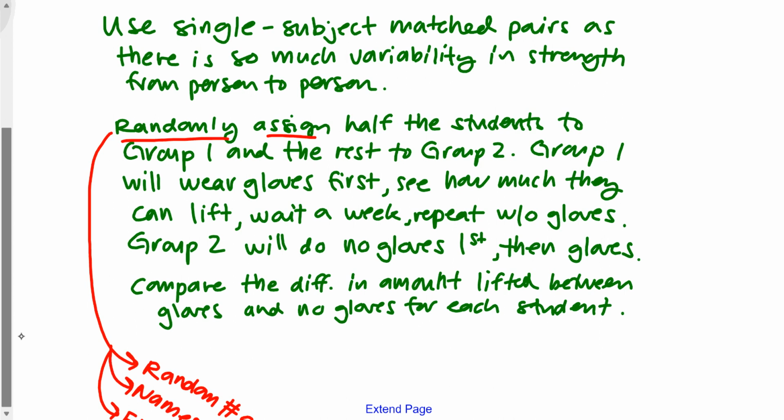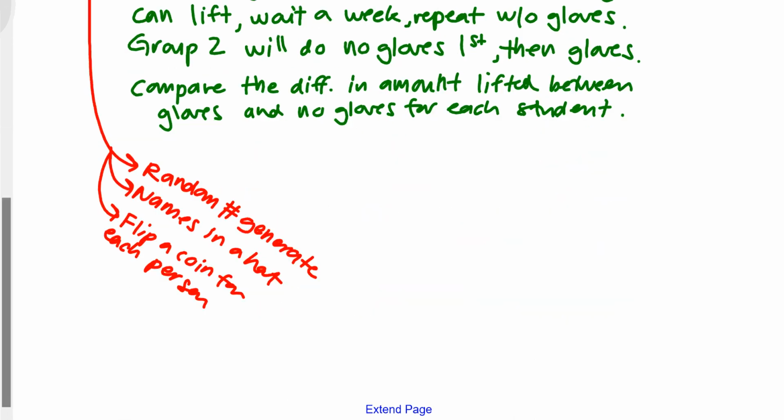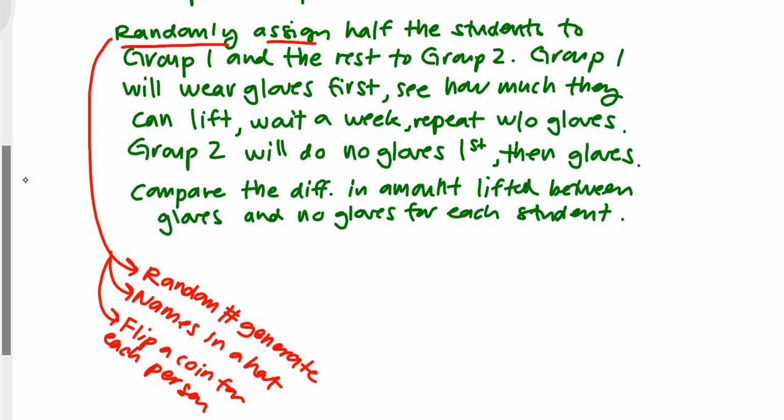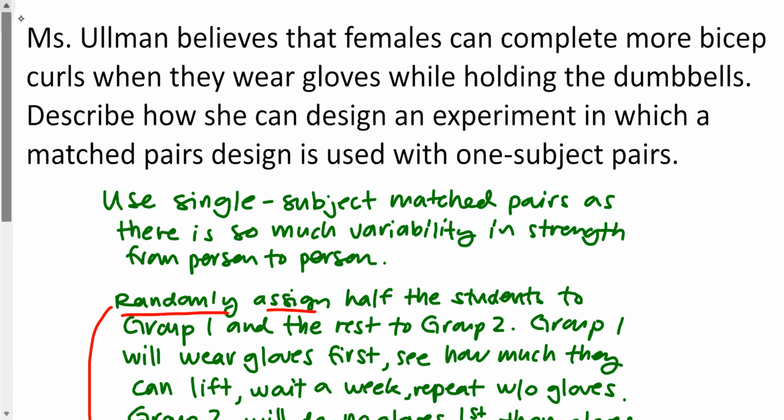But you'd randomly assign half of them to group 1 and the rest to group 2. Group 1 will wear gloves first and see how much they can lift. Wait a week, then repeat without gloves. Group 2 will do the opposite. Compare the difference in weights lifted with and without gloves. And again, in that random assignment, we would use one of those things that we've learned: random number generator, names in a hat, flip a coin potentially. That works when you have 2 people. It is random. So the idea here is, do you know what a matched pairs design is and how that is different than just a regular block design, how we can use that?